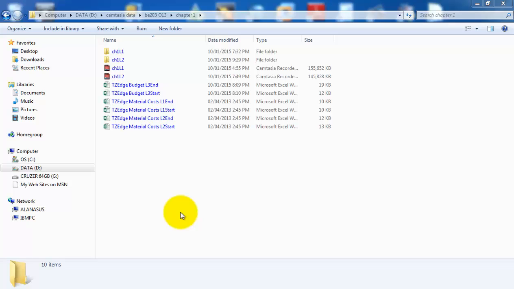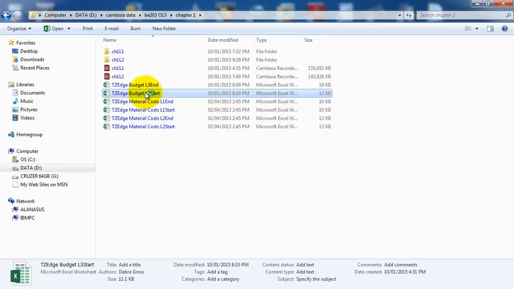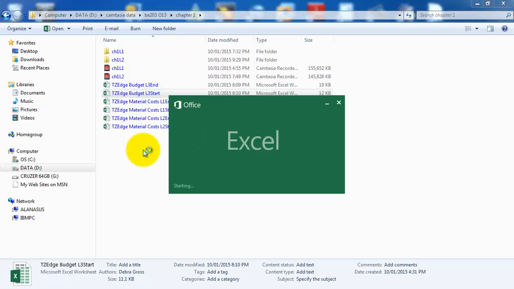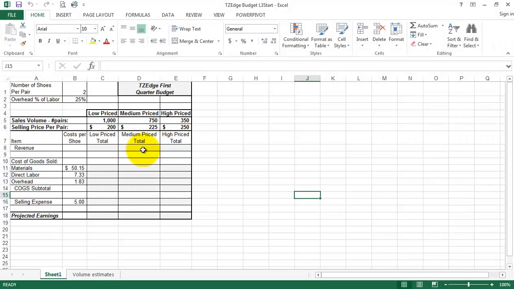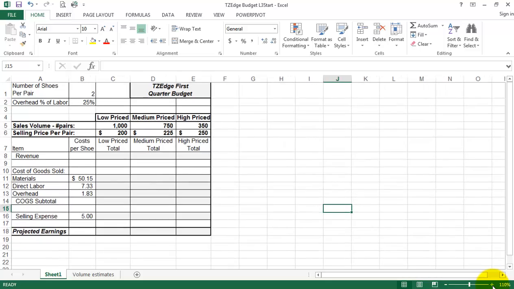Okay, now we're moving into Chapter 1, Level 3. So I'm going to double click on the file. And this time we're doing a budget. This is not just a material cost for the actual pair of shoes, but more a marketing and administration type budget to see how much money we can get out of the sale of the shoes.